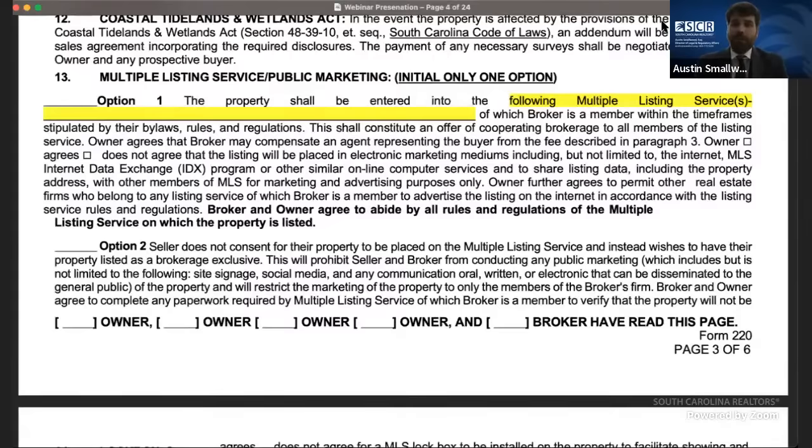You're now going to put in there which MLS services the property is being entered into. That way, the seller has more knowledge of where exactly you're going to be listing this property. If it's going to be in multiple MLSs or if it's just going to be in one, you're going to list that out there. So that is the only change being made to the listing agreement, but I did want to bring that change to your attention.